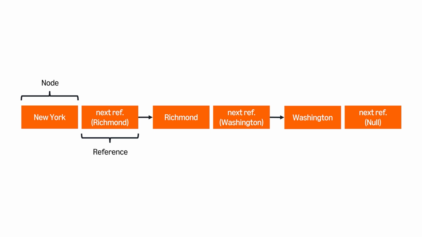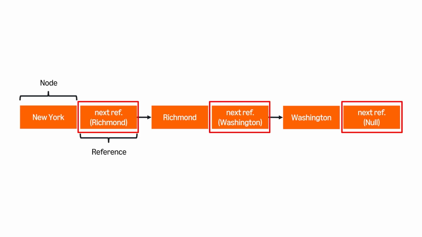Each node consists of one or more data parts, taken to be a single data unit, and one reference part, in case of a singly linked list, or two reference parts, in case of a doubly linked list. These references are sometimes referred to as pointers, since they point to another node. This structure maintains the sequence, ensuring it stays intact and efficient.